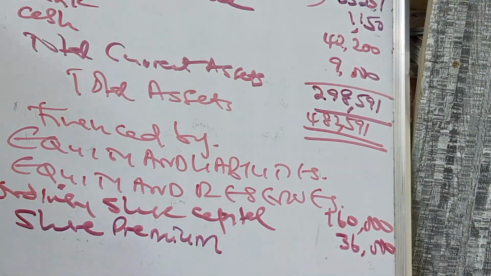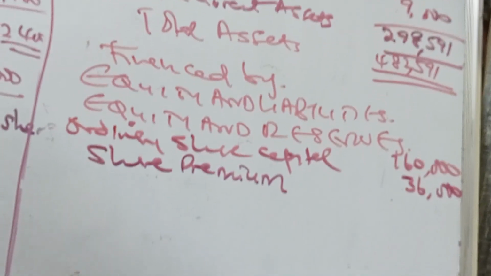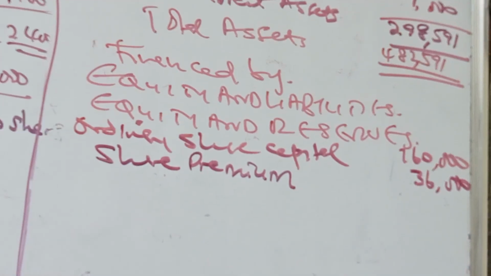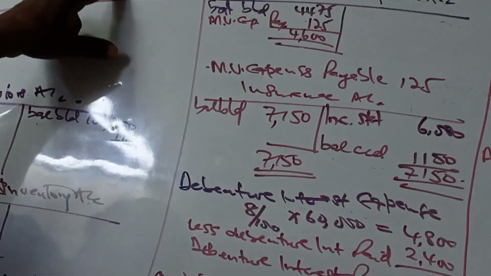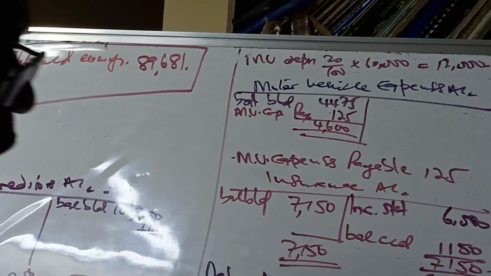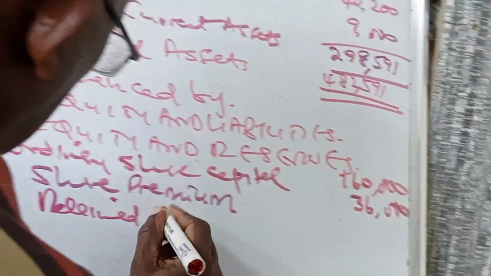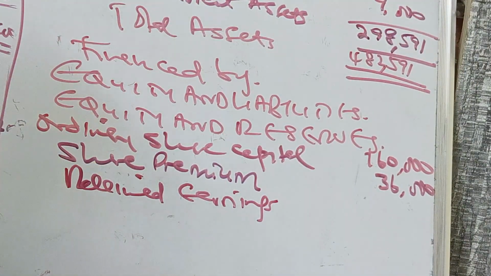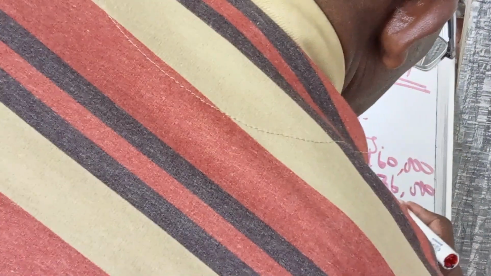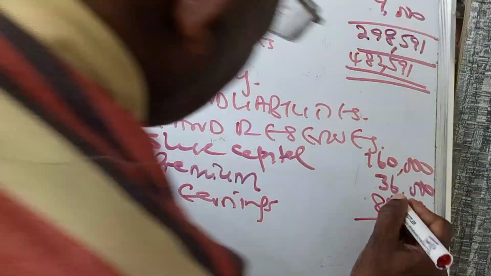We have retained earnings, or reserves, which we said is 89,681. Retained earnings 89,681.